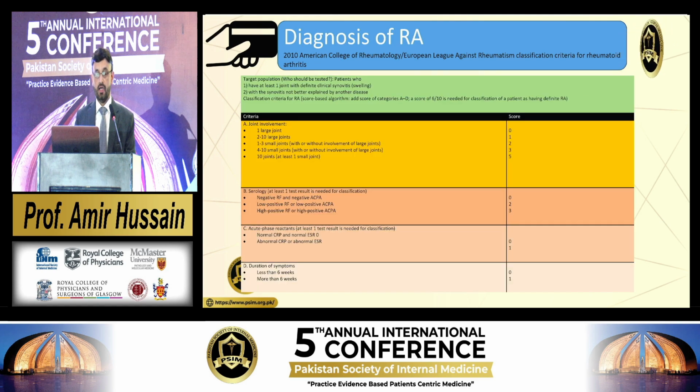And what are these criteria? The first is the involvement of the number of joints. The greater the number of joints involved, the higher the score given. Then it is the serological tests, that is the rheumatoid factor and anti-CCP antibodies. The higher the titer, the greater the score. And then acute phase reactants like ESR and CRP, if they are high, you get a higher score. And then it is the duration of the symptoms, whether it is less than 6 weeks or more than 6 weeks. And we add up the score. If it is 6 or more than 6, a definitive diagnosis can be made.